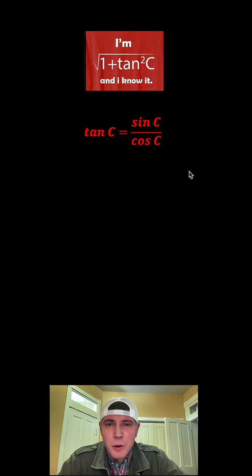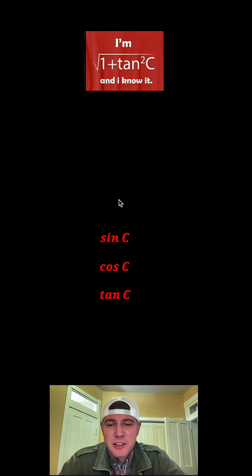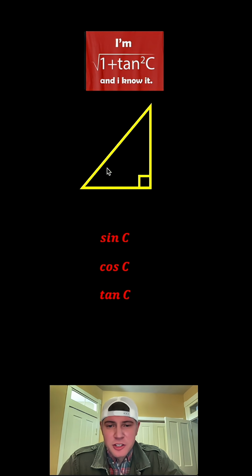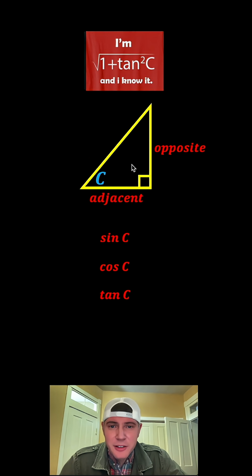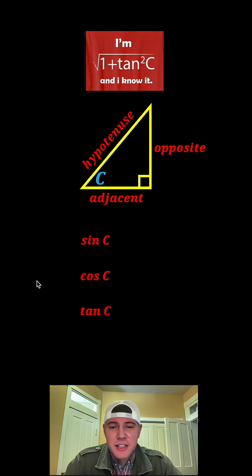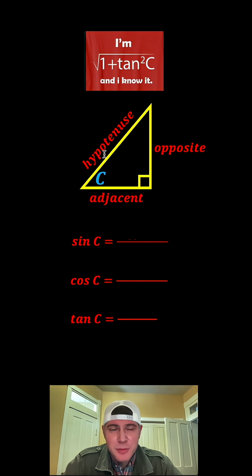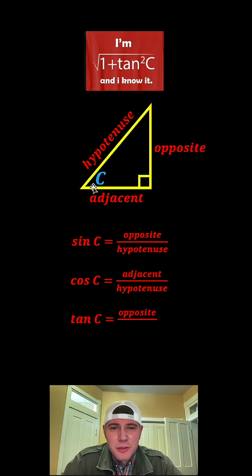But what is sine c? What is cosine c? I think the best way to introduce these is with a right triangle. Let's call this angle c, and let's label the side opposite of c opposite, the side adjacent to c adjacent, and then the last side opposite the 90-degree angle is the hypotenuse. Sine, cosine, and tangent are all ratios of relationships in this triangle. The sine of this angle c is the opposite over hypotenuse. The cosine of c is the adjacent over hypotenuse. And the tangent of c is the opposite over adjacent.